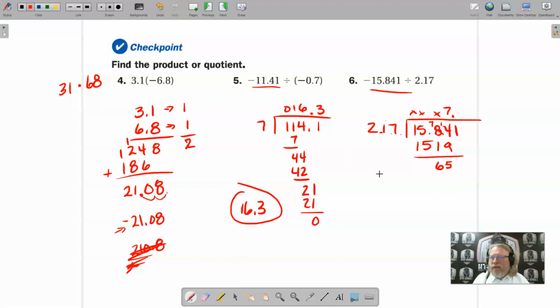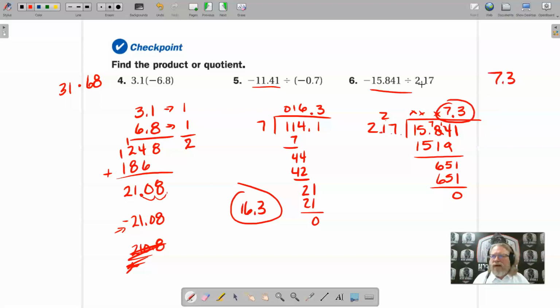And then I bring down the 1. Chances are this is going to work out nice and even. So 2 will go into 200, will go into 600 3 times. Let's give that a try. 3 times 7 is 21. Carry the 2. 3 times 1 is 3, plus 2 is 5. Yep, this is going to work out nicely. 3 times 2 is 6. End up with 0, so 7.3 is the quotient.